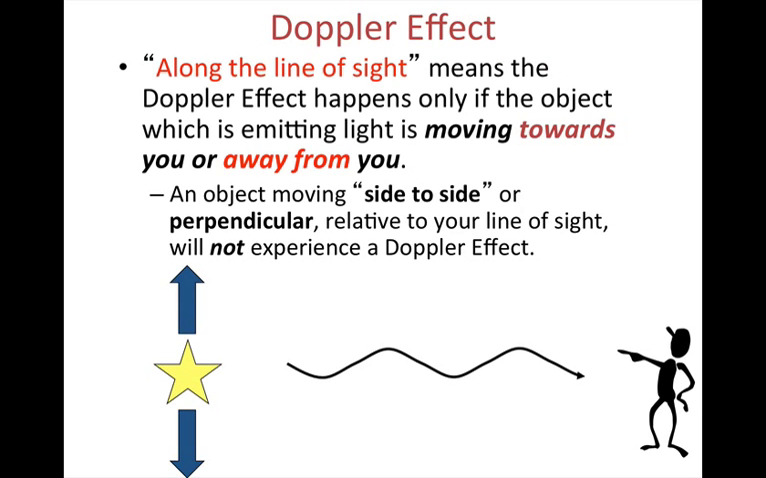Another important component of the definition is the along the line of sight bit. If the star moves up or down and not toward or away from the observer, its light will be unaffected. Its wavelength will be unaffected. It'll be neither redshifted nor blue shifted. So when we detect the Doppler effect of an object, we're really only measuring one component of its motion, that toward or away from us. If we want to know its side-to-side motion, we have to resort to other tricks.